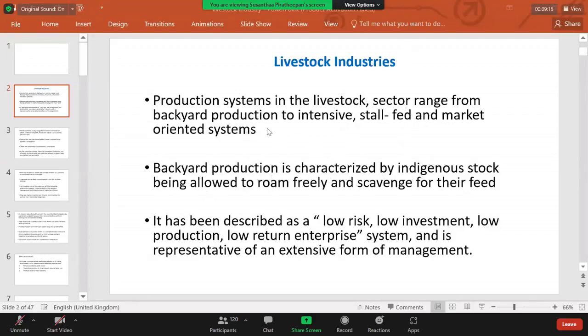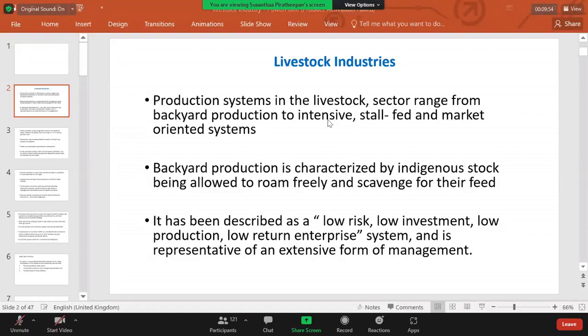Semi-intensive is in between. Intensive means animals are kept in a house and you're feeding completely, cut and feed. You're not sending the animal anywhere for feeding. You cut the grass somewhere else, whether your own farm or some other place, and feed the animal completely. You're not sending the animal outside. The semi-intensive falls in between these two.